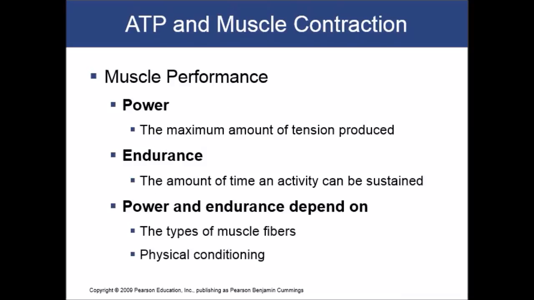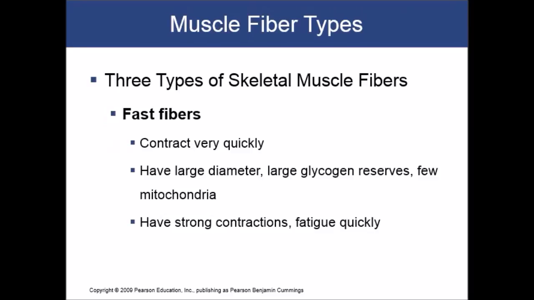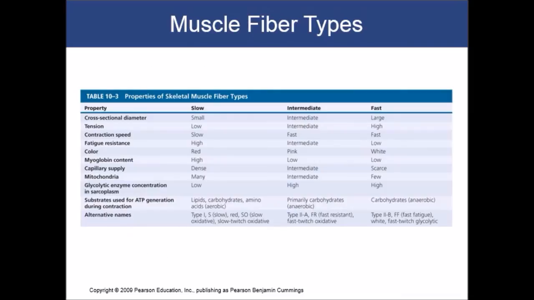How to modify the power and endurance, and the difference between these fibers, which is this table. So this table is important, table 10.3. This is very important, including the other names. Type 1, which is red, slow. Type 2A, which is pink. Type 2B, which is white and fast. So this table is very important to memorize. That will cover you from all aspects that you need to know.